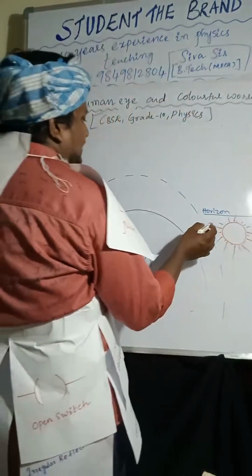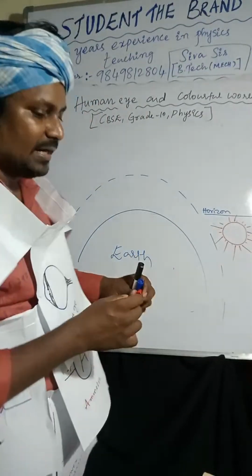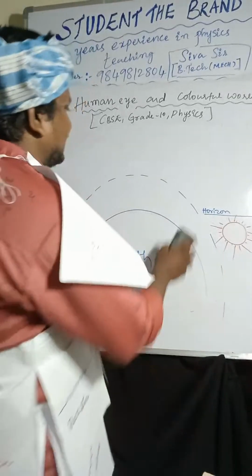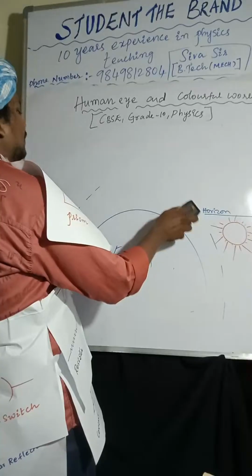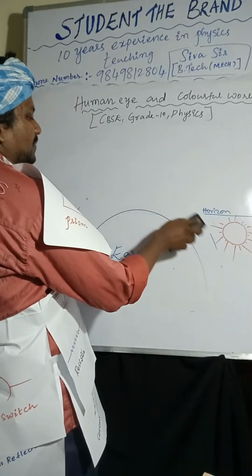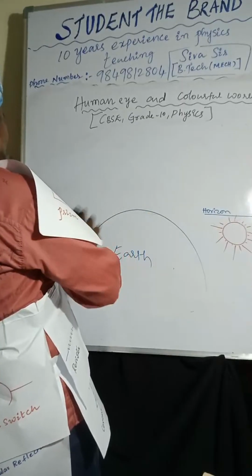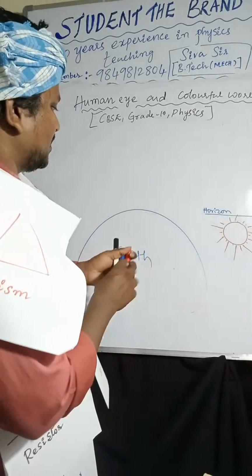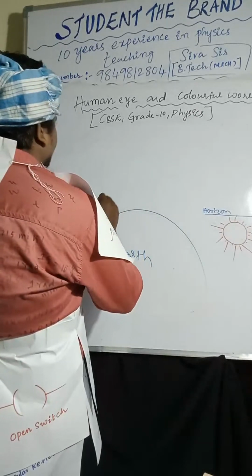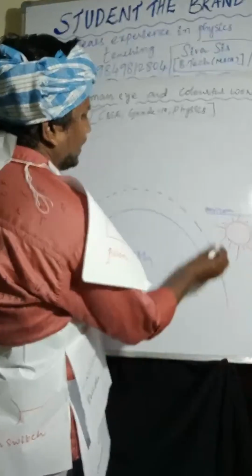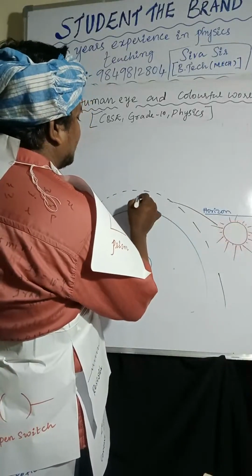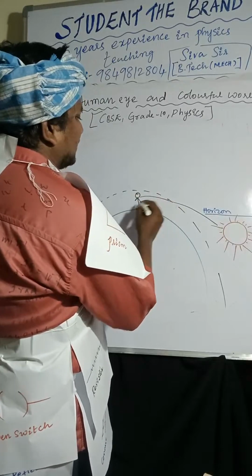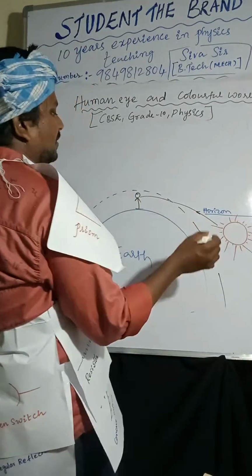Okay. So the light rays coming from the sun, when they are entering the atmosphere like this, what happens? I'm standing here, so this is the point. When the light enters through the atmosphere, refraction takes place.